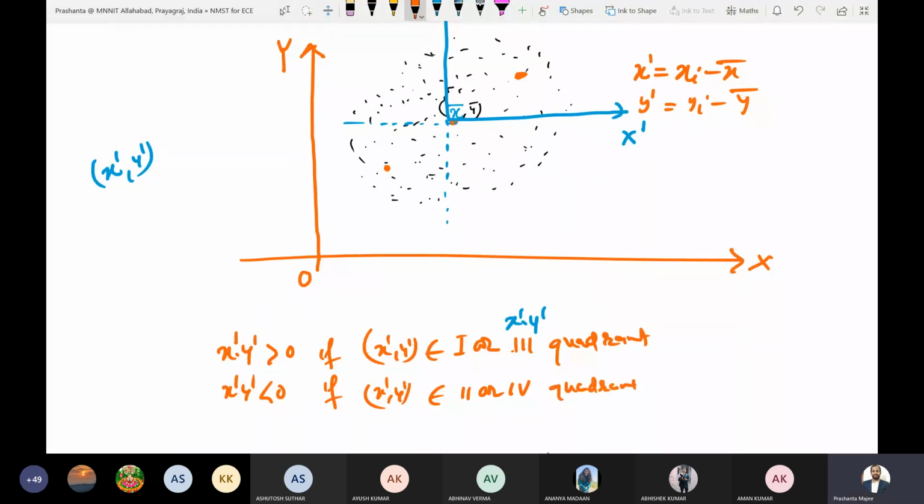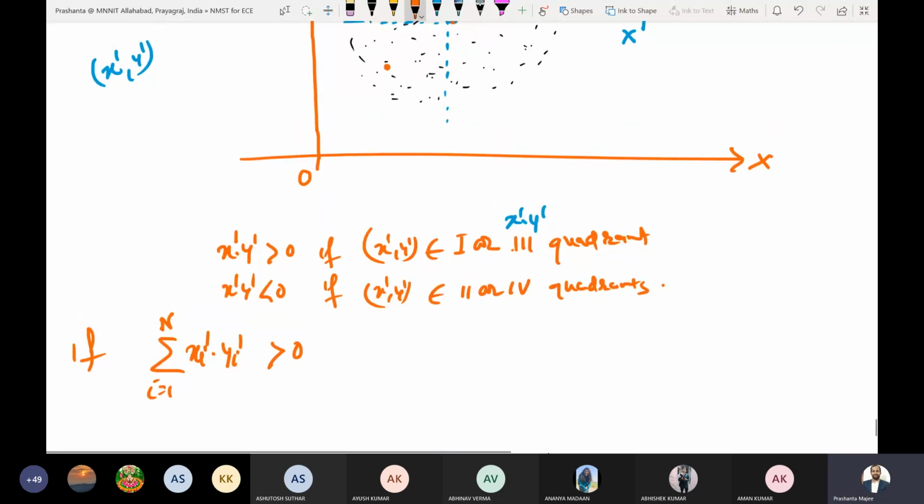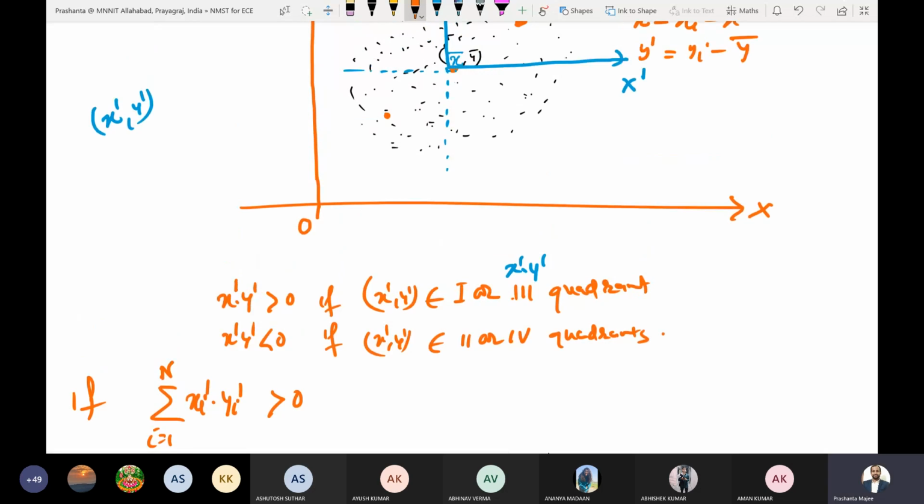Now what about this number? You keep on adding, i equals 1 to number of data points, xi dash into yi dash. For all the data points you have got, with respect to the new coordinate axis, you calculate this sum. So if this sum is greater than 0, what is your conclusion? From which quadrant to which quadrant is there a trend? There will be a relationship, there will be a curve from which quadrant to which quadrant.